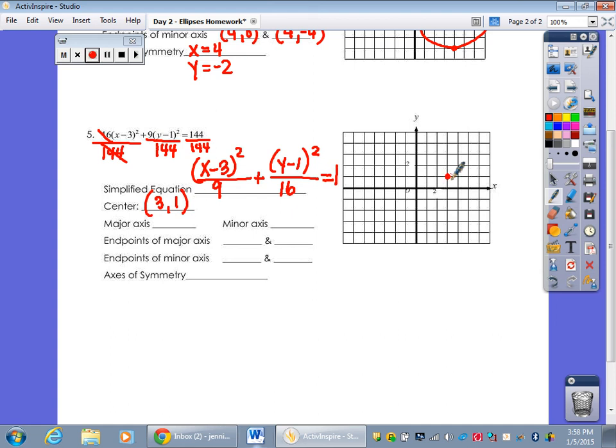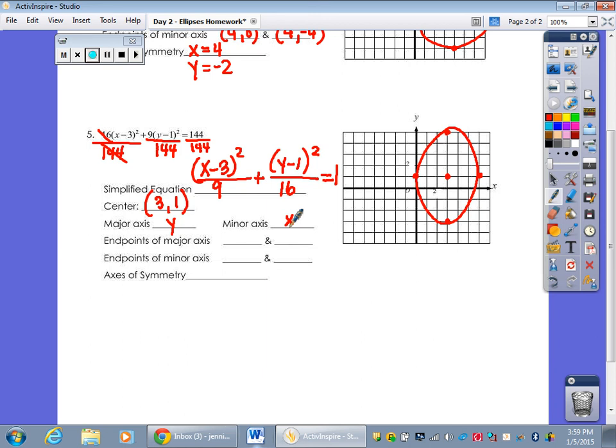And then the number underneath the x is 3, and then so we're going to go 3 spaces in the x direction, and we're going to go 4 spaces in the y direction. So that makes this one open more vertical than it does horizontal. So your major axis is y and your minor axis is x.